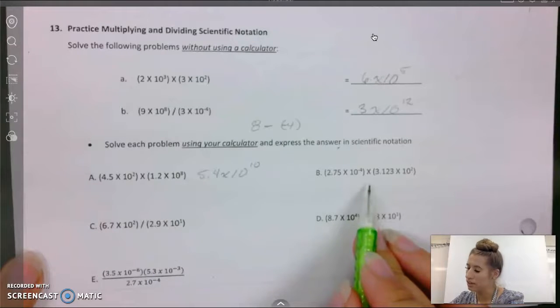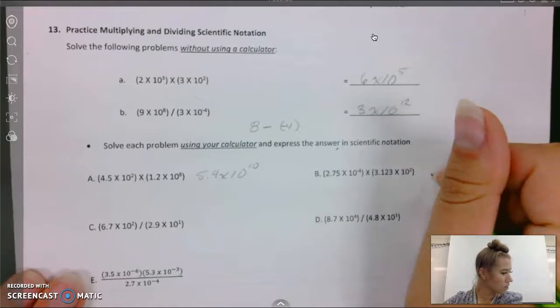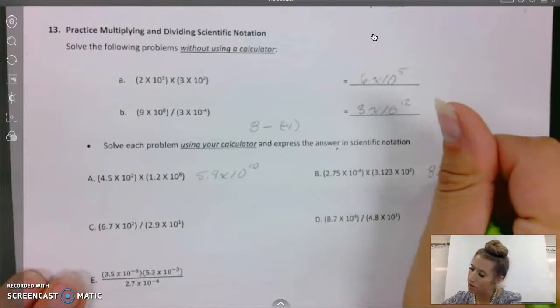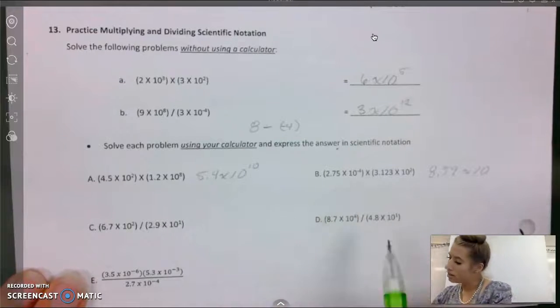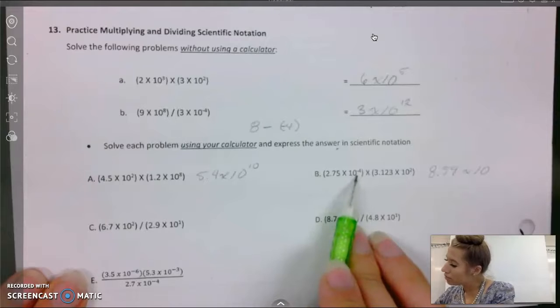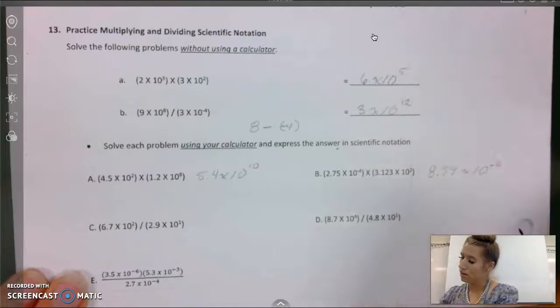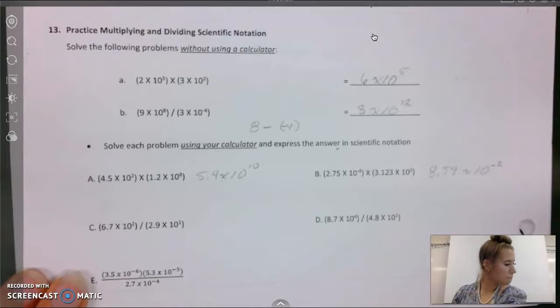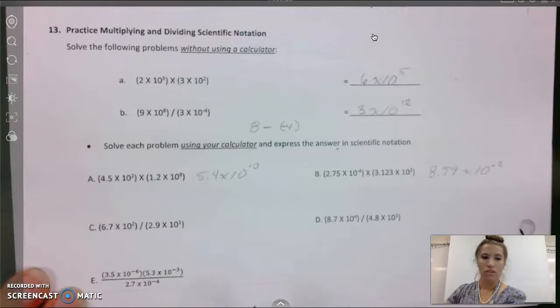Okay, multiplication again. So multiply our coefficients, get 8.59, and then we add our exponents. Let's see, we have negative 4 plus 2, so negative 2. And then we have two division problems. So we divide our coefficients and we subtract our exponents. So 6.7 divided by 2.9.